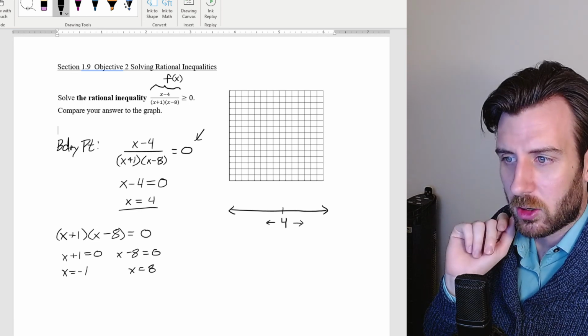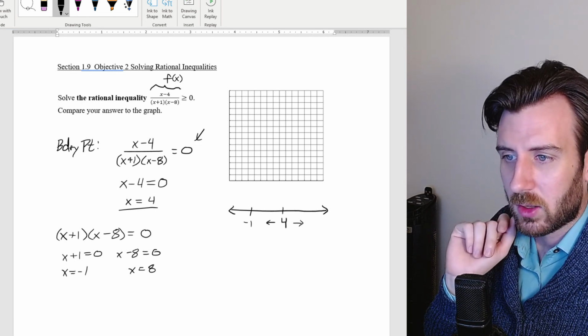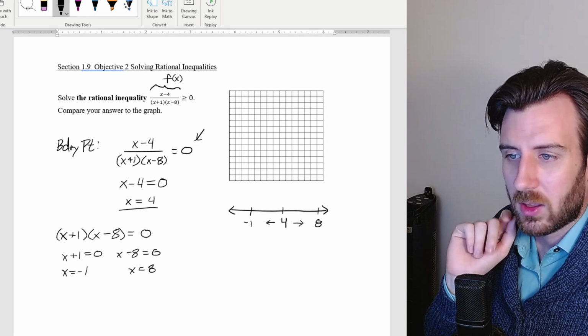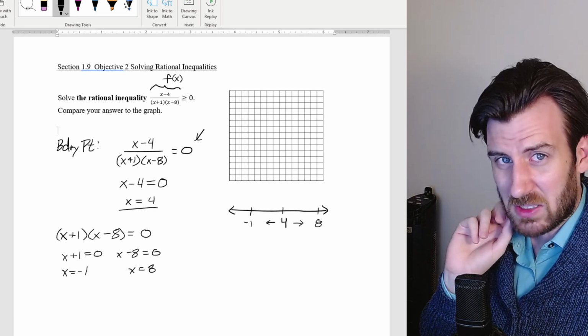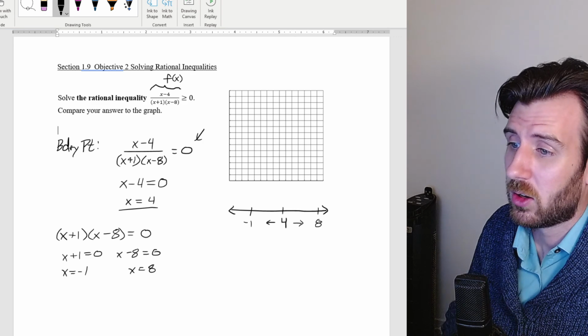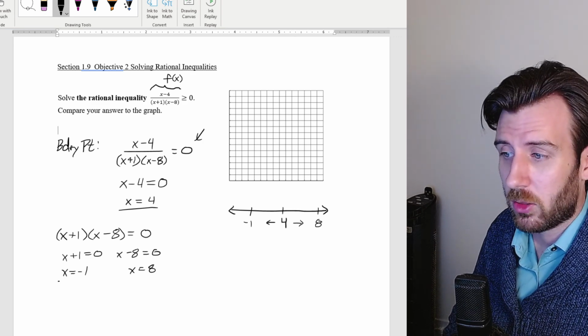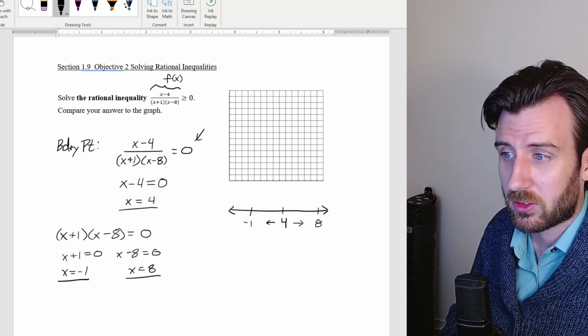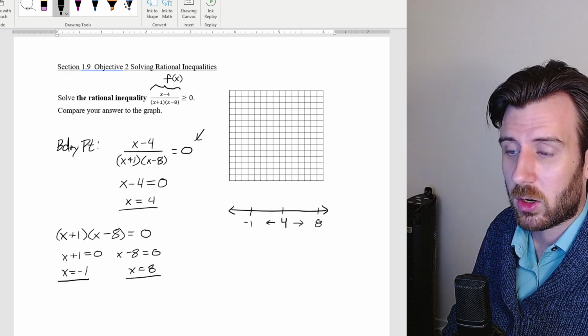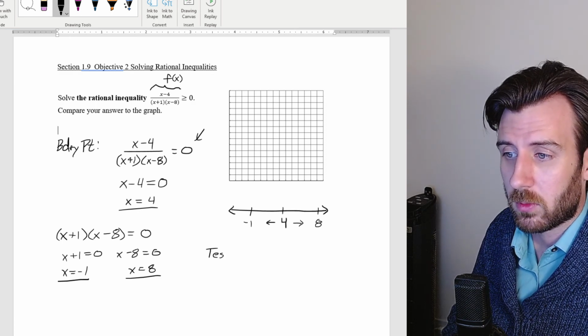And so let's just put that down on our number line just to play. We'll put negative 1 and we'll put positive 8. And let's just see if those values were in fact important. There's nothing wrong with us putting too much down here. Okay, so we've got the boundary points. Those were x equals negative 1, x equals 8, and x equals 4. Let's now try our test values, right?